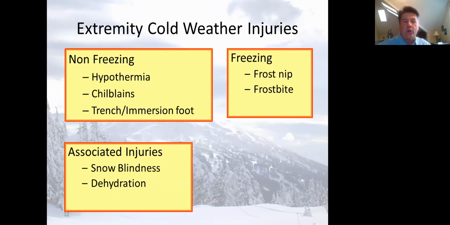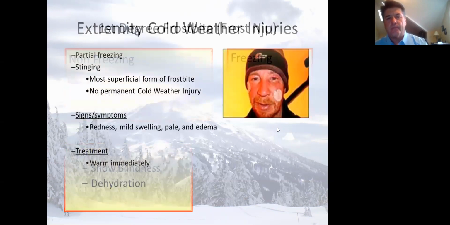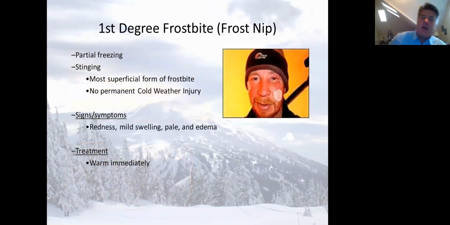The 2 other categories are the ones that we're going to see most often. Non-freezing injuries are plain hypothermia, which we just talked about, and chilblains and trench foot, which we'll talk about briefly. And then the freezing injuries, frostbite and frost nip. Now frostbite or frost injuries are pretty much the same as burns: first, second, third, and fourth degree.